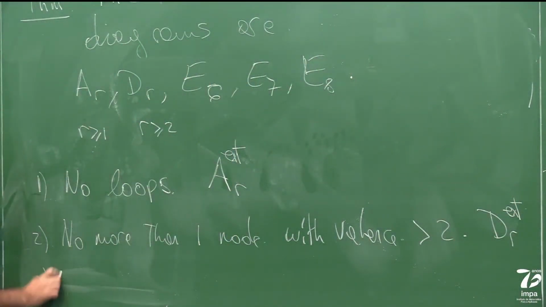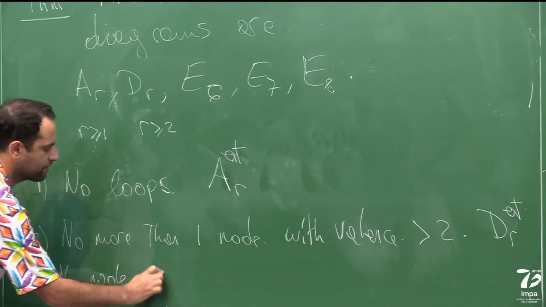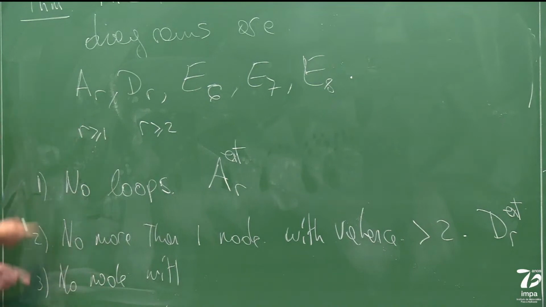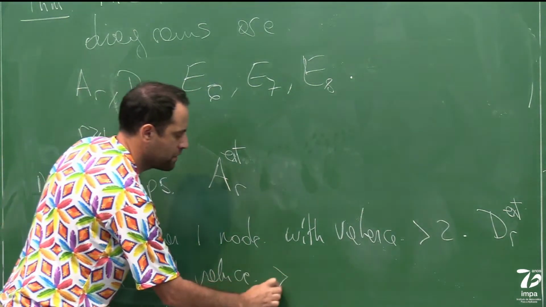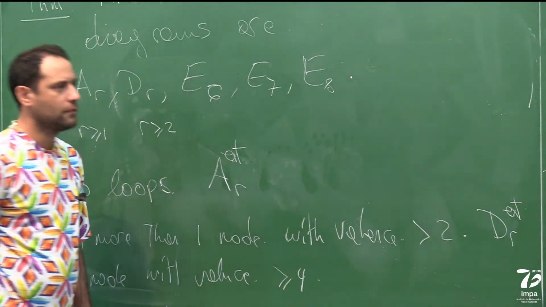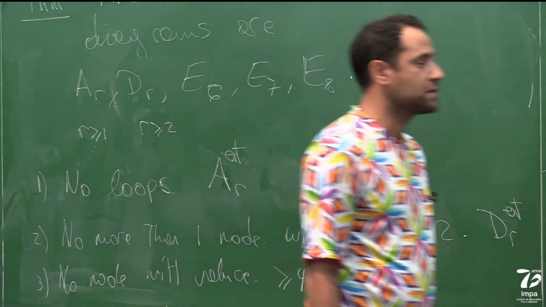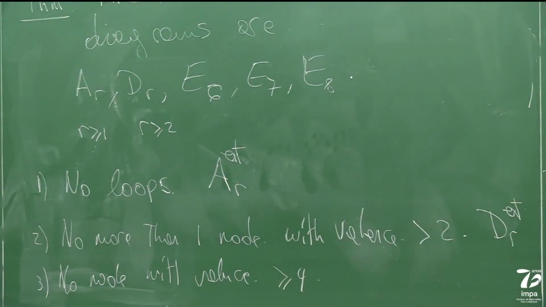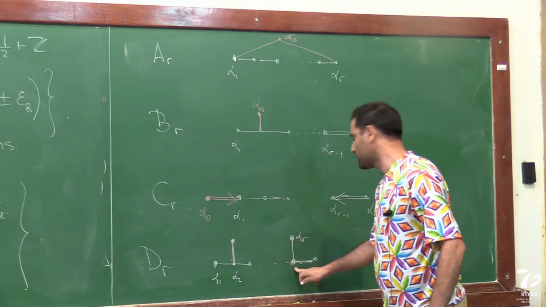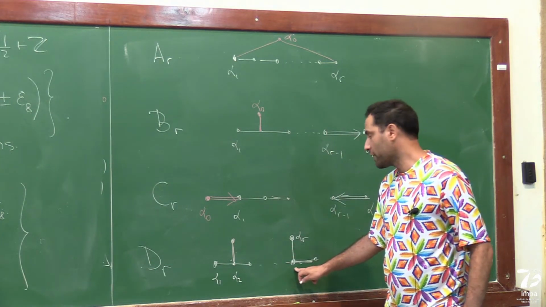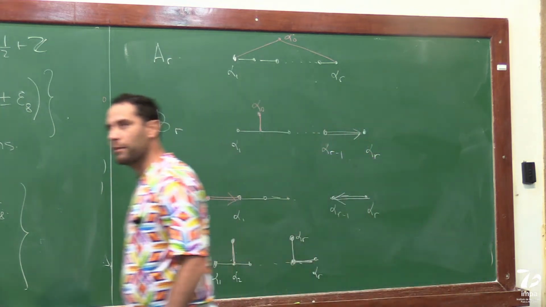Third, no node with valence bigger or equal than 4. So there's no node that has 4 incoming arrows. And again, this is because of the case D4. In D4, these 2 nodes are the same. So in D4 extended, you have this node that has more than 3 incoming nodes.